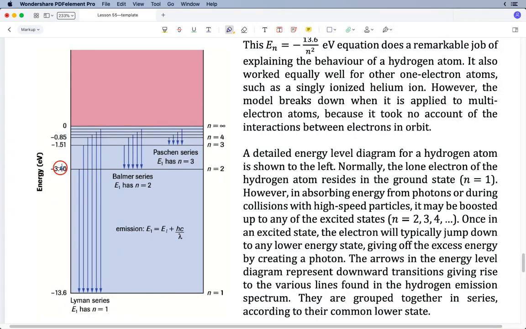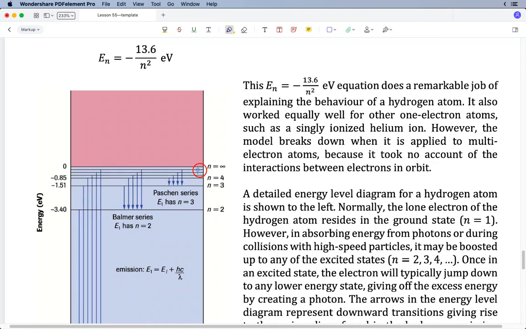Okay, and then minus 3.40 is the energy of the second orbit. And so that would be found just by putting 2 in for n here. So minus 13.6 divided by 2 squared should give you minus 3.40. Okay, and then to get minus 1.51, you would take 13.6 divided by 3 squared, and so on. So this equation basically gives you a way of determining the energies of the different orbits.